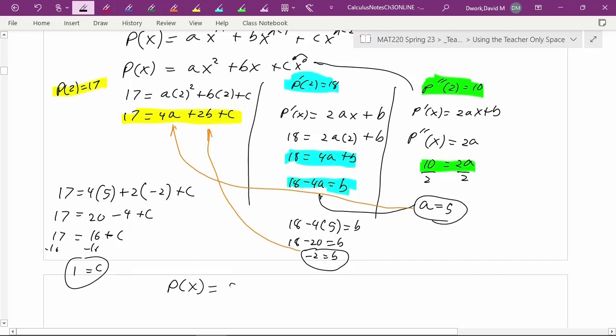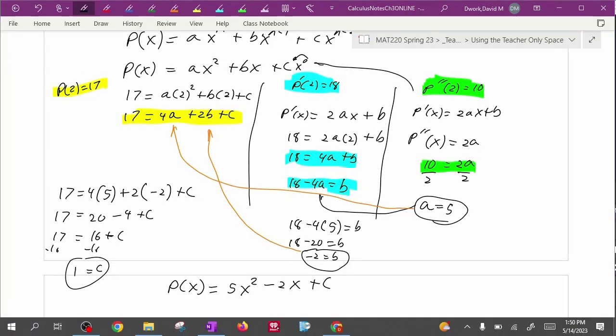The a value was 5. The b value was negative 2, so I'll put a minus there, minus 2x, and the c value was 1. There we go. Now, how can I verify that I got it right?